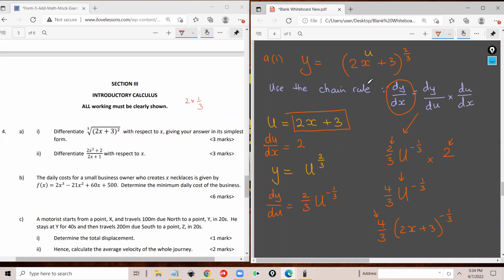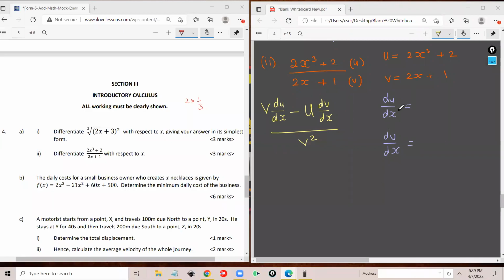The CSEC questions like this are set up for the chain rule. And I think the examiner would like to see the chain rule being used. All right, so that's just my advice. I know some of you can just do it in your head and use the shortcut method, but I really advise against that if you want full marks.